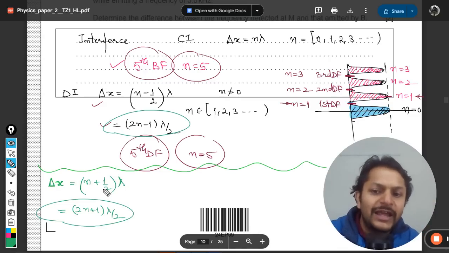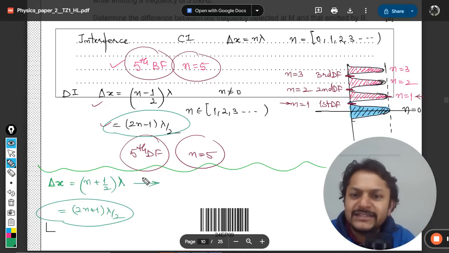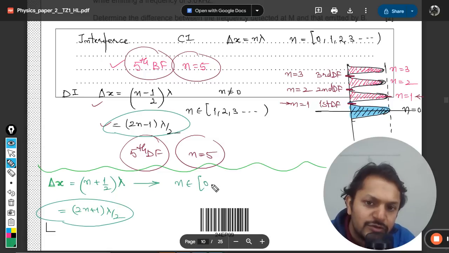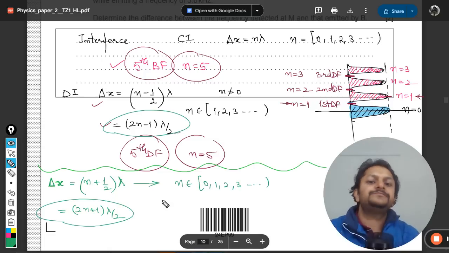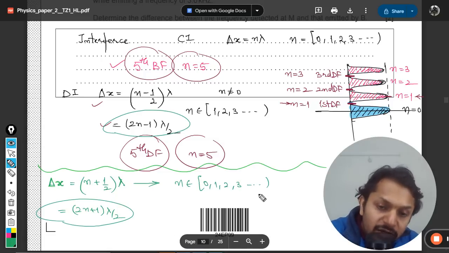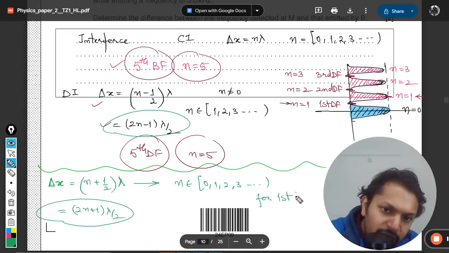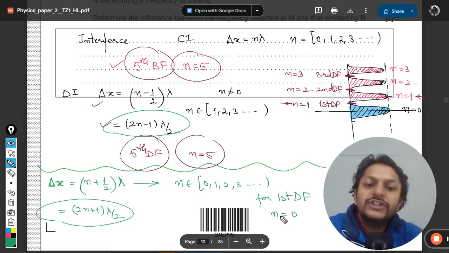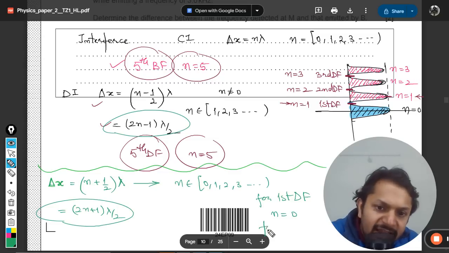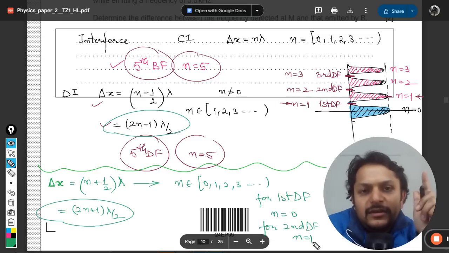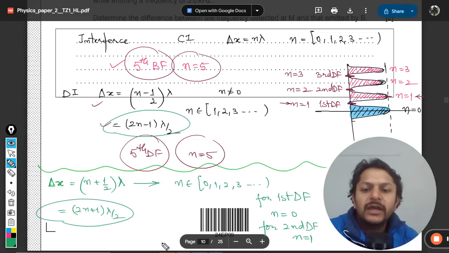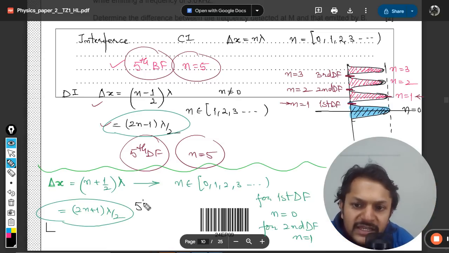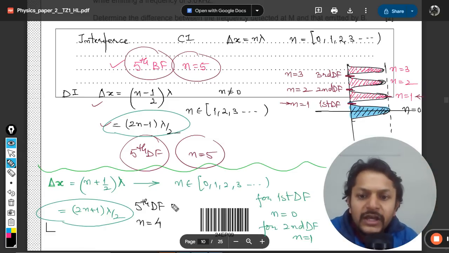Now let me concentrate on n plus half. Now what is happening in this is that n will be having a value starting from 0. So here for the first dark fringe, n is equal to 0. For the second dark fringe, n is equal to 1. That is the problem. It means that in this case, for the fifth dark fringe, n used will be n is equal to 4. This is the discrepancy that I want to avoid.